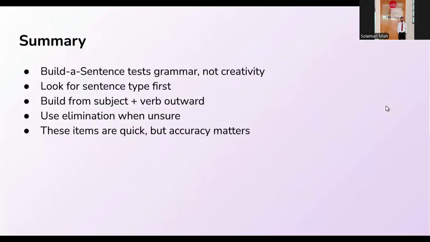To summarize, build a sentence questions test grammar and word order in a short, puzzle-like way. A good approach is to look for the sentence type first, question or statement, and then build outward from a clear subject and verb. Use your knowledge of common English patterns to choose natural combinations and eliminate impossible word orders. These items are short, and they go by quickly, but be careful not to rush them. It's easy to make a small mistake and lose points if you don't double-check your work. So taking a calm, step-by-step approach will help you get the most points from this part of the writing section.